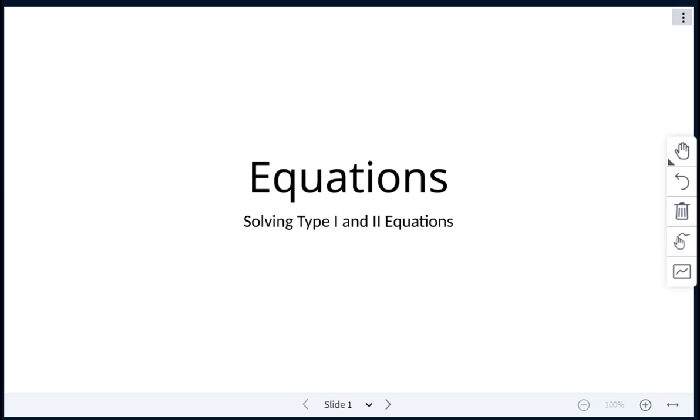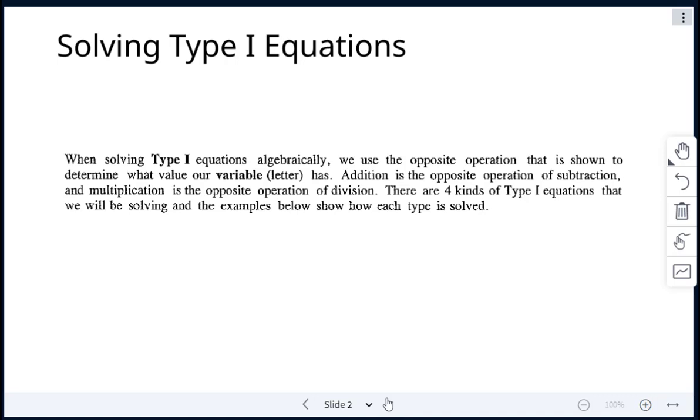All right, so today's class on equations, we are going to look at solving type 1 and type 2 equations. So we'll start with type 1, which are just basic equations, where we're just going to use the opposite operation to determine the value of our variable. And usually we use the variable, the letter x. So we have to solve for x.